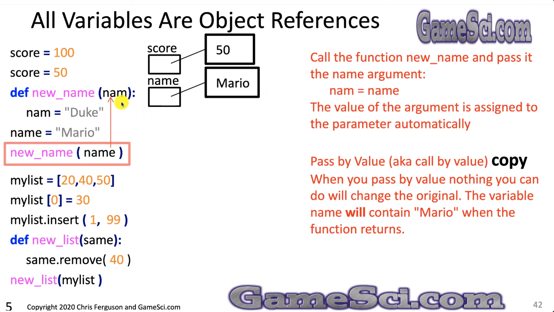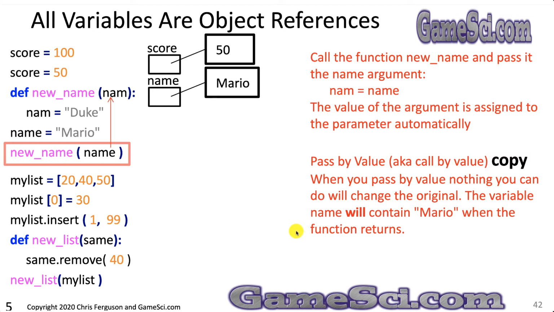So what happens is NAM is assigned the name reference. The value of the argument is assigned to the parameter automatically under the covers by Python. Strings, ints, floats, they're all what's called pass by value, aka call by value. What that means is we're going to make a copy of the parameter. When you pass by value, nothing you can do can change the original. The variable name will contain Mario when the function returns.